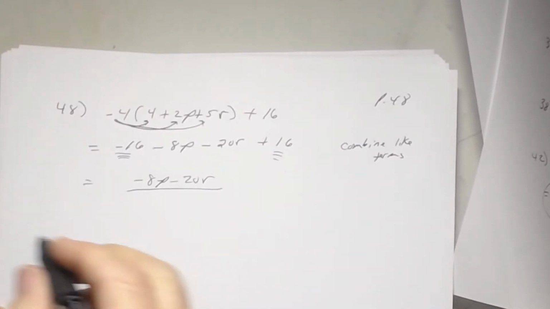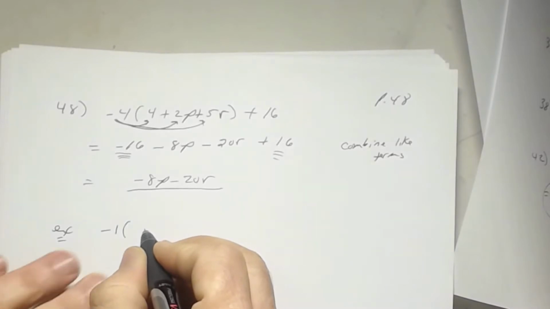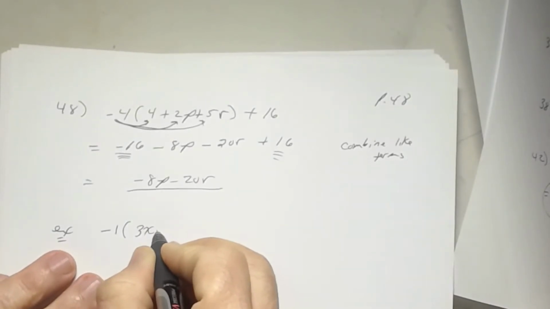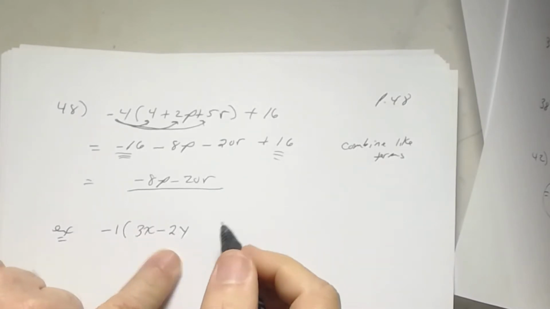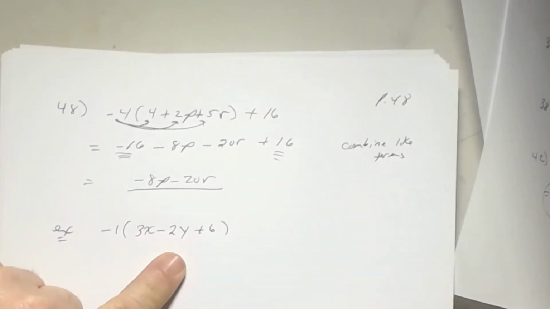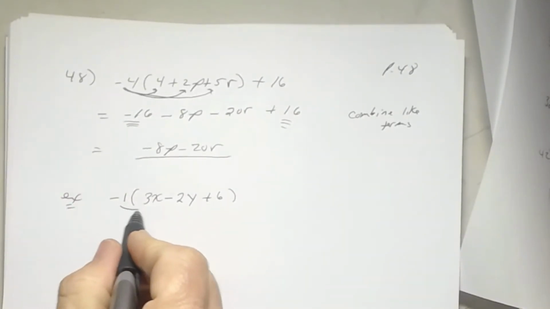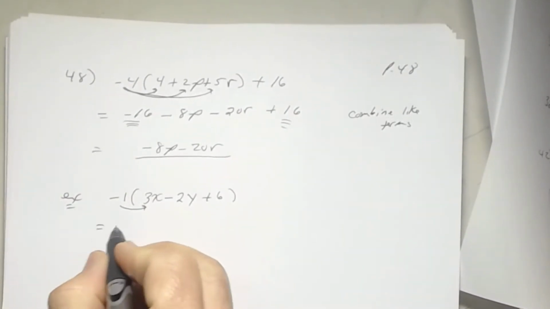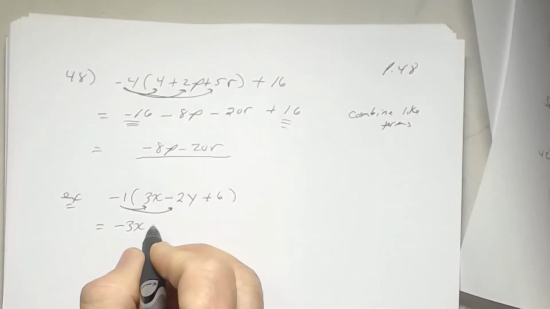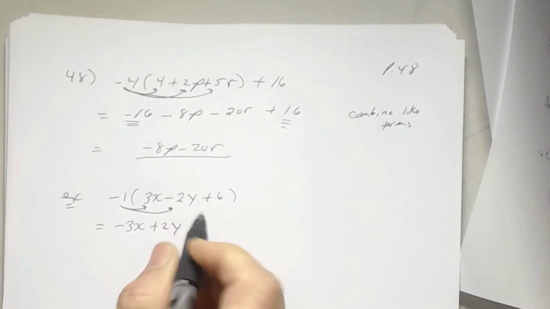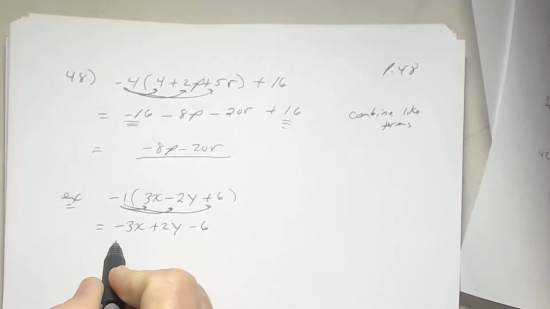All right, let's look at this example. It looks like this. So negative 1 times 3x minus 2y, and then plus 6. Use the distributive property. What's negative 1 times 3x? Negative 3x. What's negative 1 times a negative 2y? Positive 2y. And what's a negative 1 times a positive 6? Minus 6. You can't do anything else. No like terms.